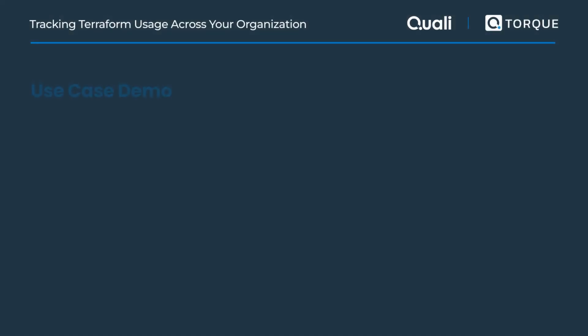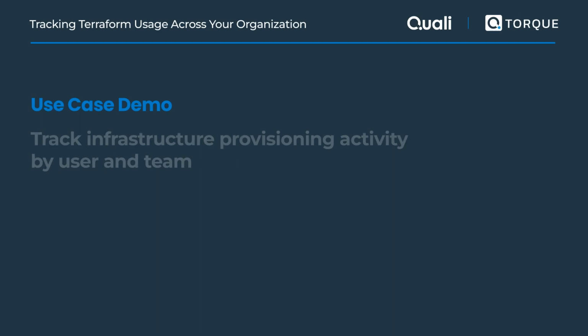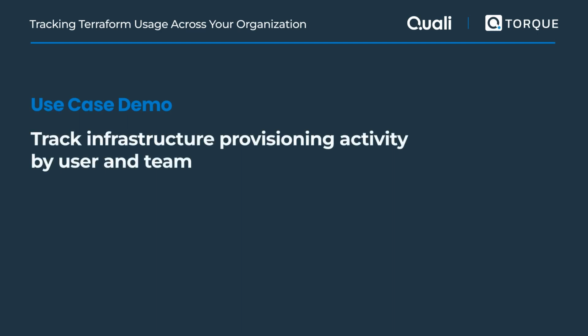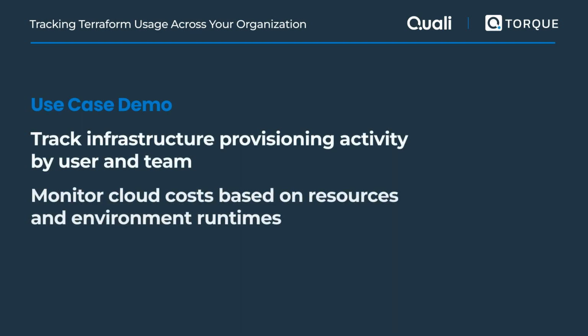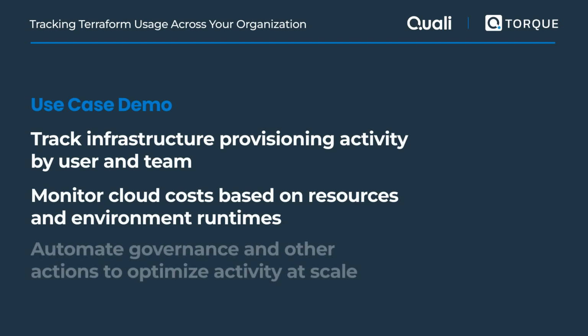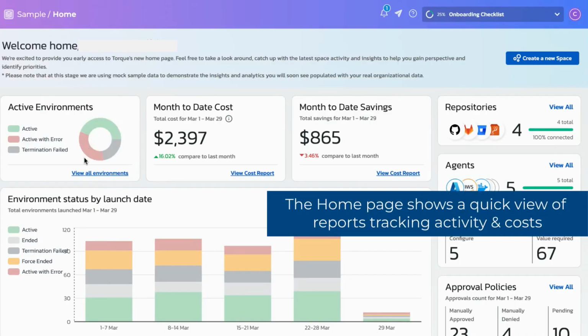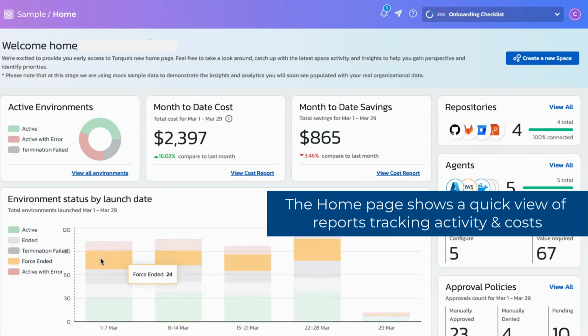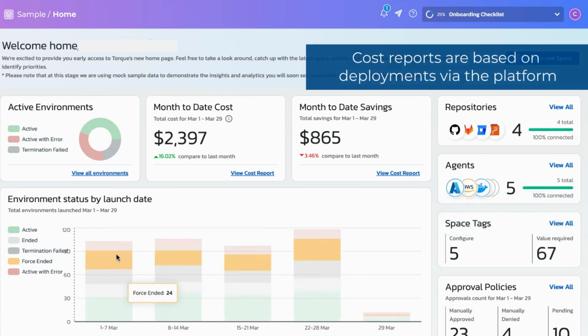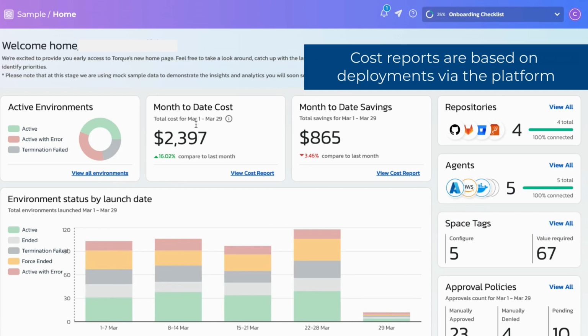The next part of the demo will show how to track all activity to understand developer productivity as well as cloud costs, and how to automate actions to enhance security and cost efficiency without slowing your teams down. Since Torque initiates the plan defined in the blueprint, the platform can track all activity. This view shows all currently active environments by status, so you can identify errors as they occur. You can also see month-to-date cloud costs, based on the resources and runtimes for environments your teams have run.